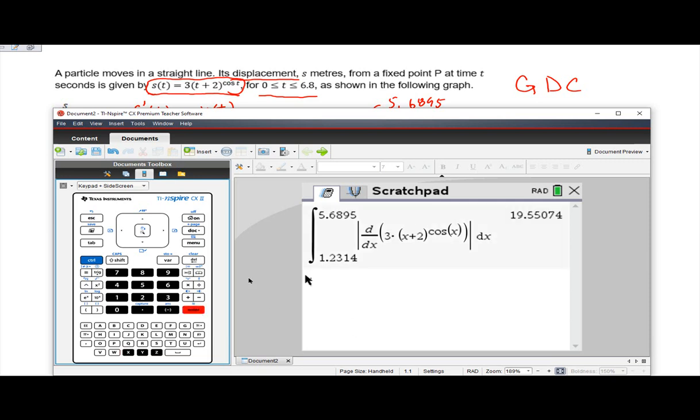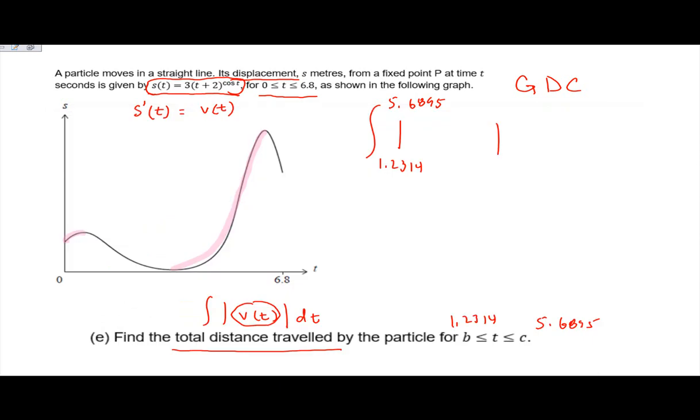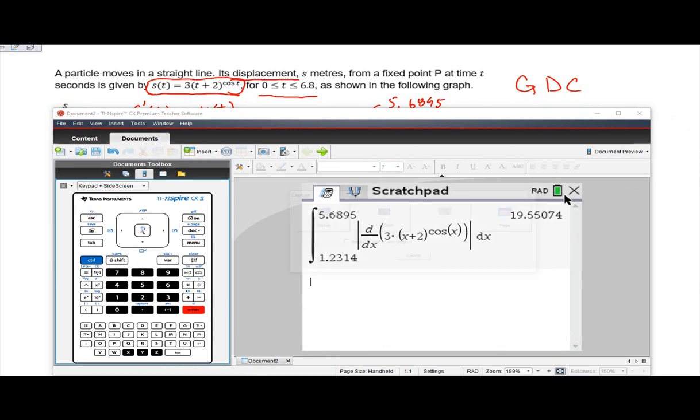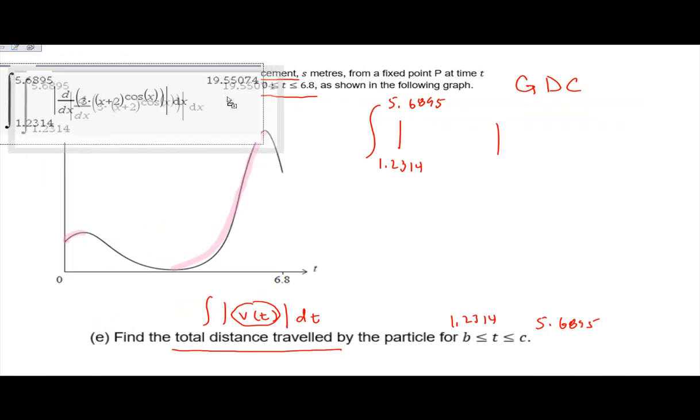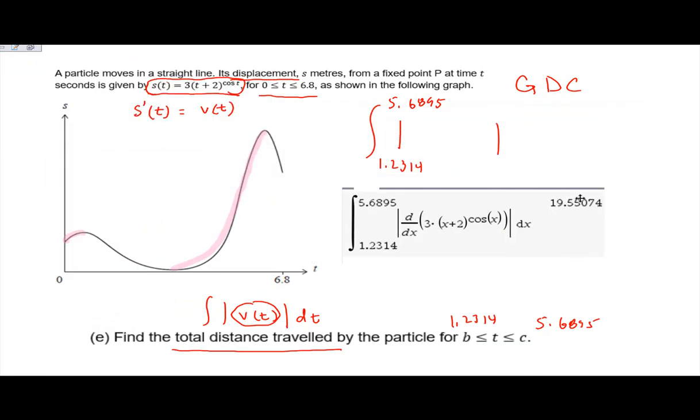Go ahead and click enter. We get our solution, 19.55, which is 19.6. I can screenshot this just so we have it right here. So we get 19.6, so our answer is going to be 19.6. And distance traveled, so it is in meters, okay?